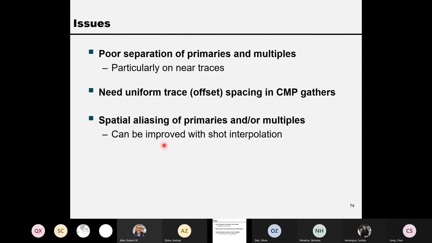One more thing, because in the field, usually the shot interval is larger than the group interval, the trace interval. That also matters, because the CMP gather, the CMP point, really depends on the ratio of the shot interval and the receiver interval. Remember the formula? That means most likely you need to do shot interpolation, so that at least you make the shot interval equal to the group interval.